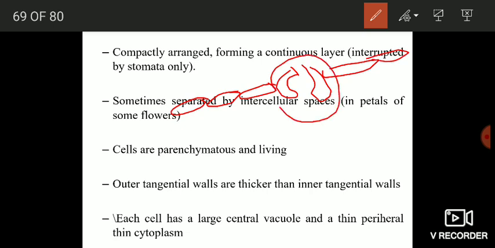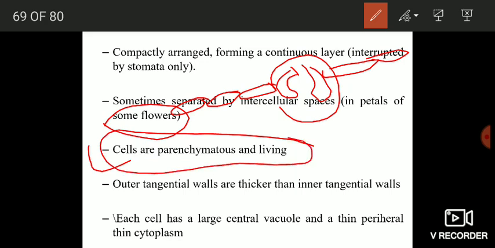Sometimes the epidermal cells are separated by intercellular spaces. Example is in the petals of some flowers. Usually there are no intercellular spaces between the epidermal cells, but in some cases like in petals of some flowers, the epidermal cells are separated by intercellular spaces. And all the epidermal cells are parenchymatous and living.